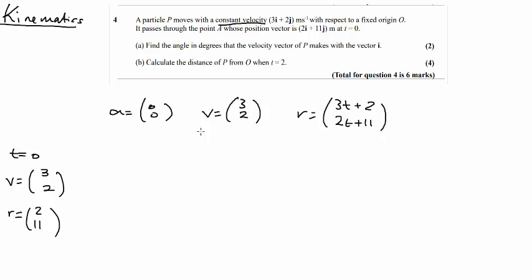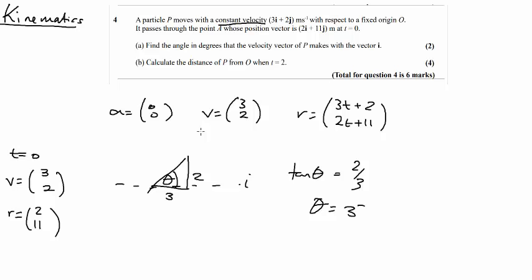Okay. Find the angle in degrees that the velocity vector of P makes with the vector i. So let's have a look. It's going at 3 and 2. Remember, i is like here. So basically it just wants that angle. Tan theta equals 2 over 3. Inverse tan it, and let's see what we get. 33.69. So there you go, the first one is 33.69.